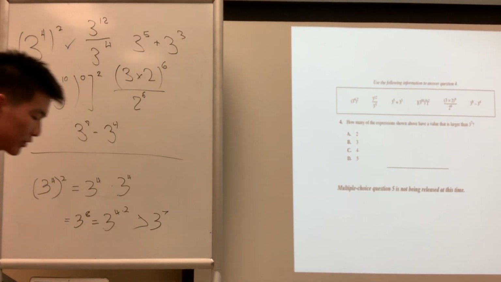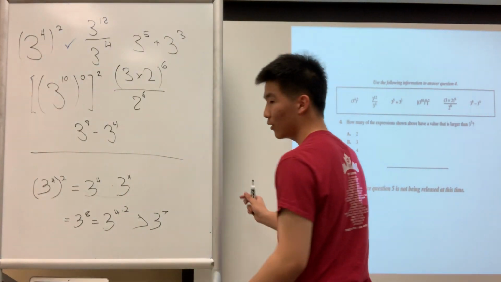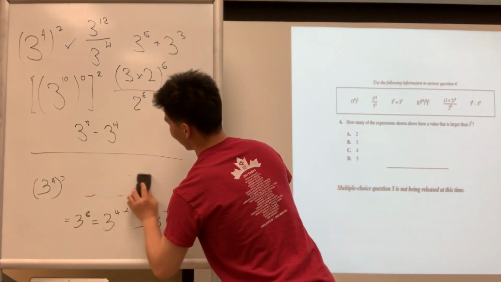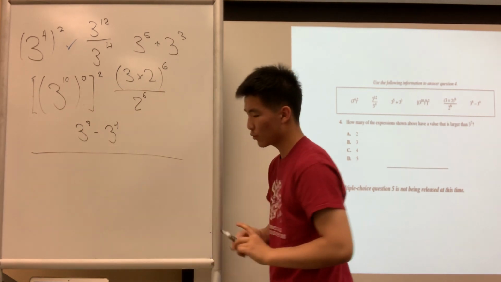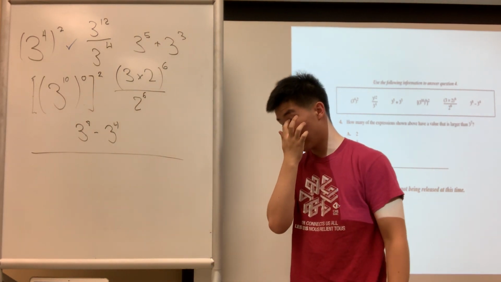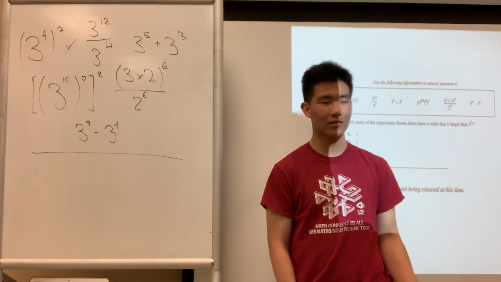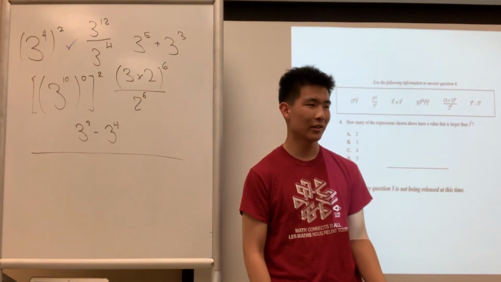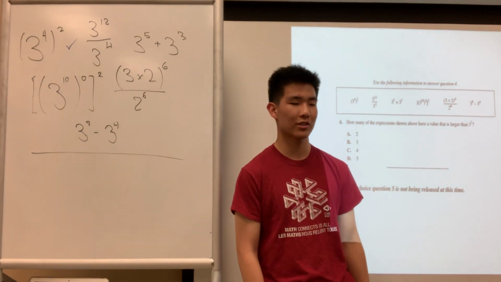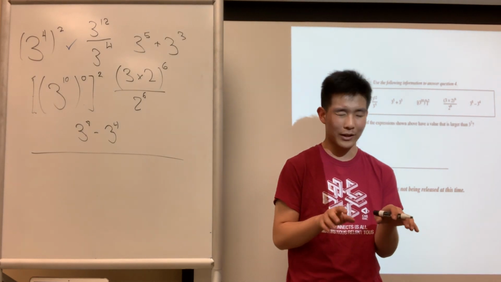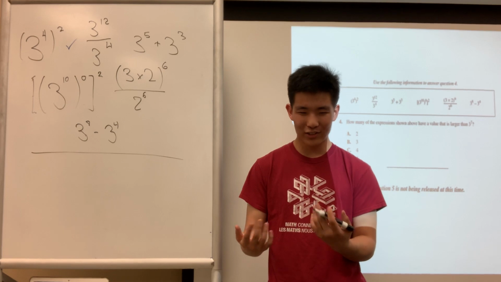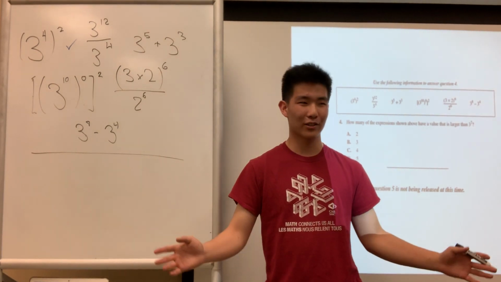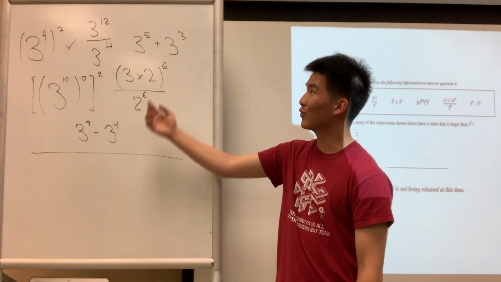Okay, so the next one. 3 to the power of 12 divided by 3 to the power of 4. So we use our exponent laws again. And remember, all of our exponent laws are just derived from multiplication, because exponentiation is just repeated multiplication. So if you ever forget any of your exponent laws, this is what I would do. I would just expand out all of the exponents.